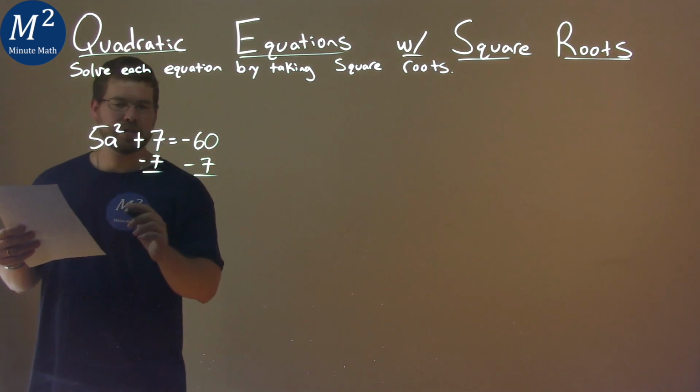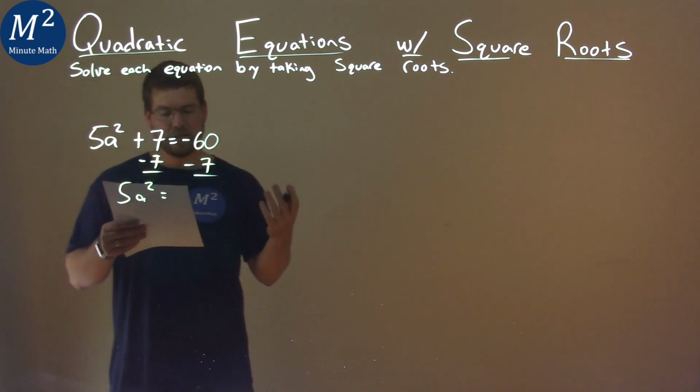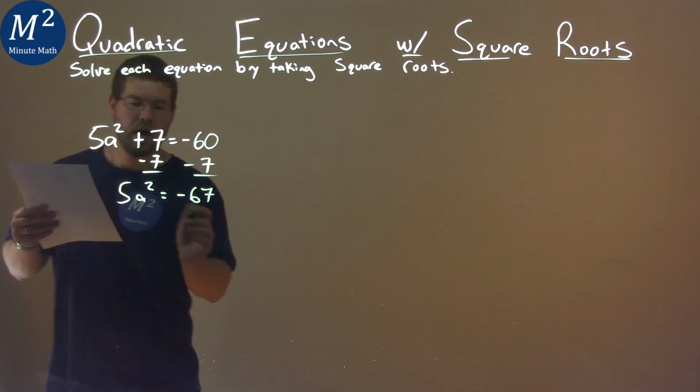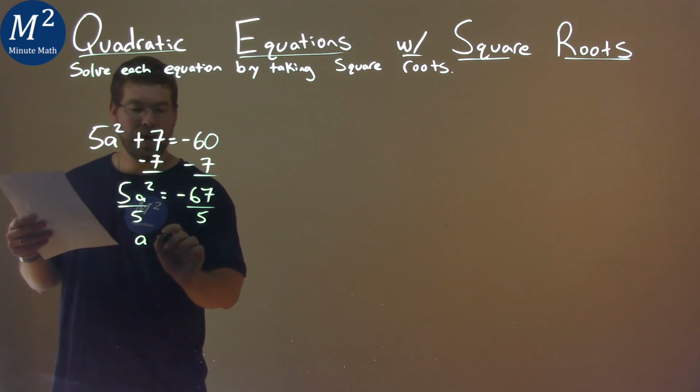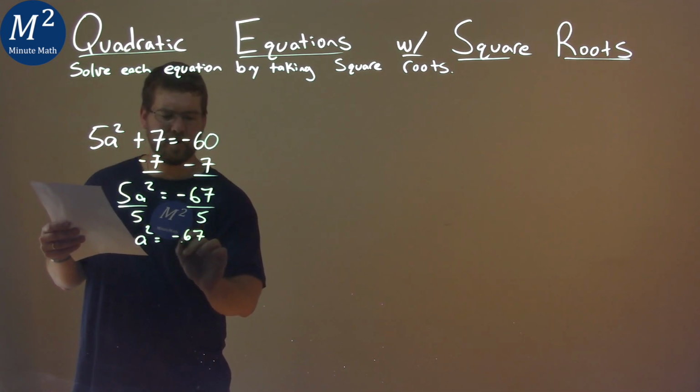Try to get a by itself. So we have 5a squared is equal to, well, negative 60 minus 7 is a negative 67. I then have to divide both sides by 5, and now a squared is by itself, and this is just negative 67 over 5.